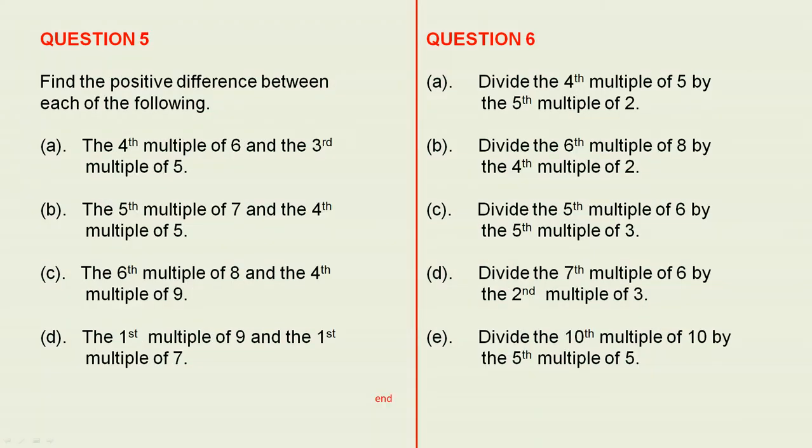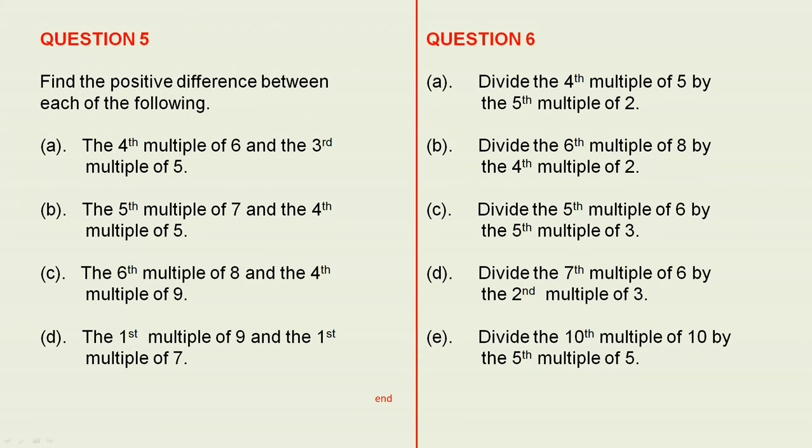Question 5. Find the positive difference between each of the following: the fourth multiple of 6 and the third multiple of 5. The fifth multiple of 7 and the fourth multiple of 5. The sixth multiple of 8 and the fourth multiple of 9. The first multiple of 9 and the first multiple of 7.